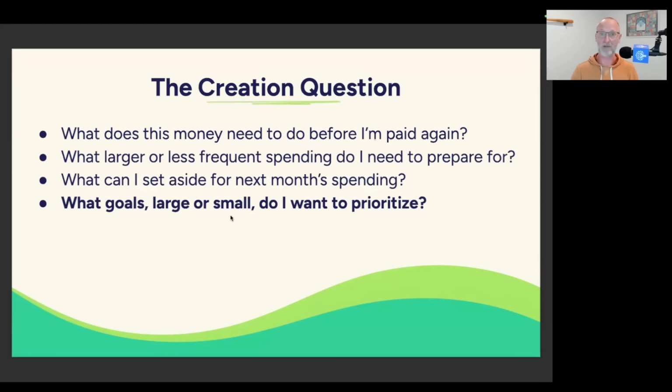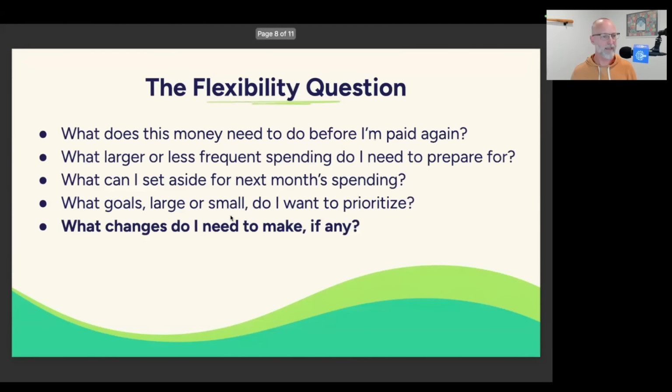I just want $5 every single month for donuts. So definitely be thinking about what are those things that really matter to me and make sure they're represented in your plan. And then finally, the flexibility question. What changes do I need to make, if any?